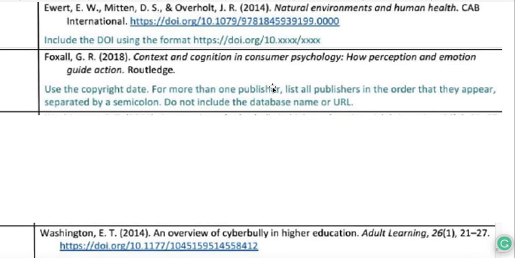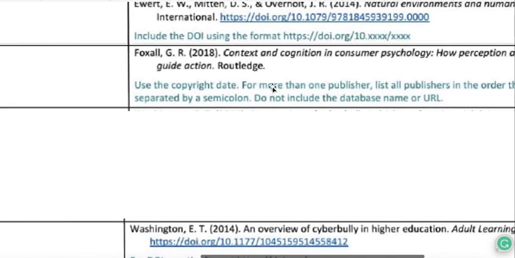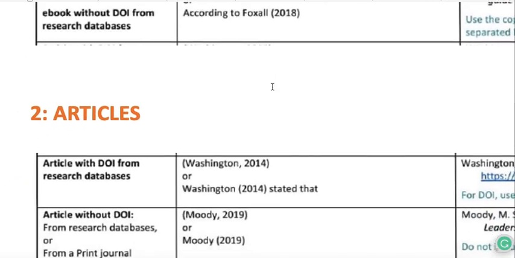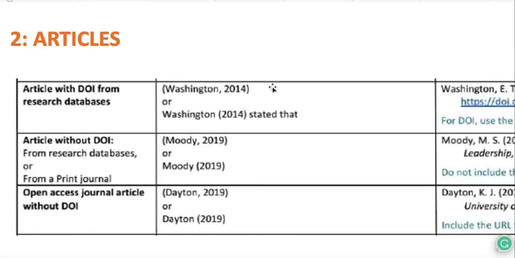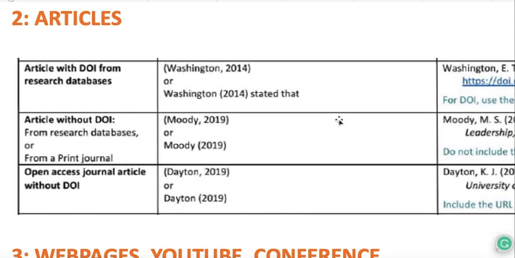Most of the time we can find it, and that would suffice when the book is there. Now this was about the books, and now we have articles. Article references are also from different sources. Sometimes articles have a DOI, sometimes they don't, and sometimes they come from an open access journal.